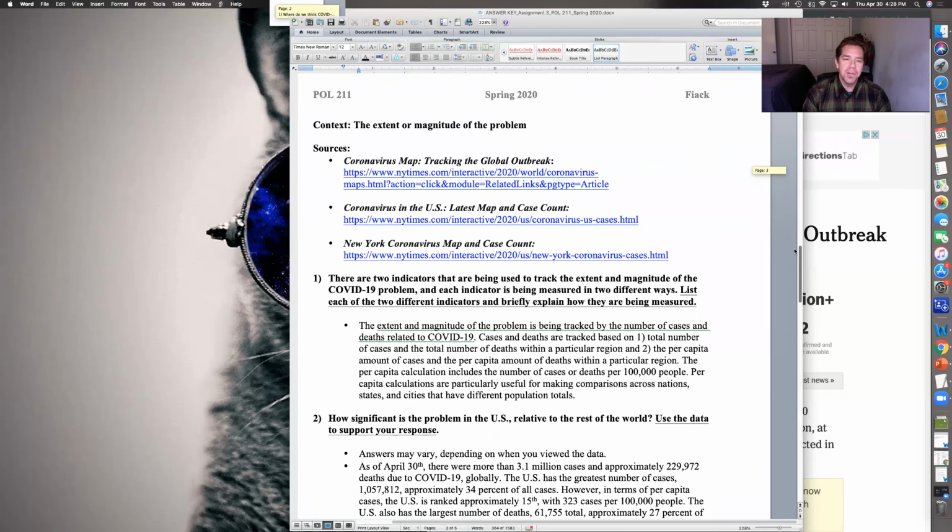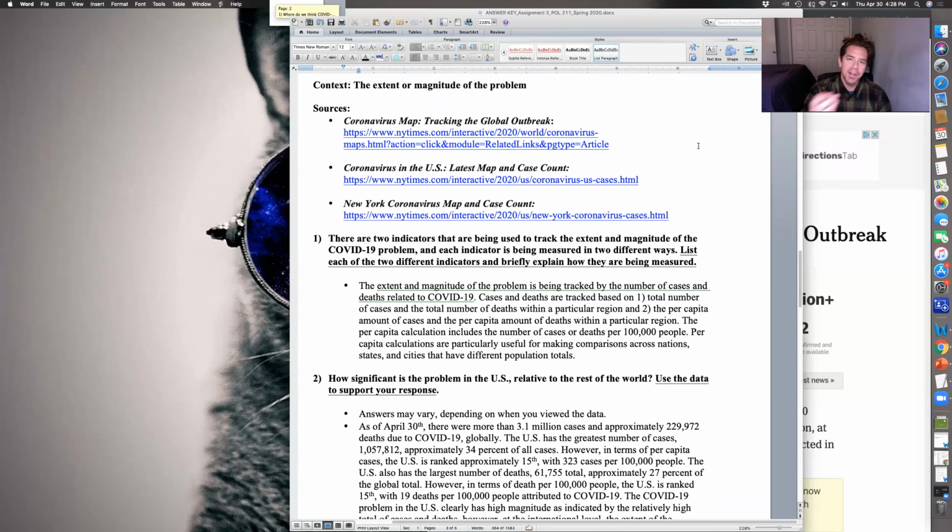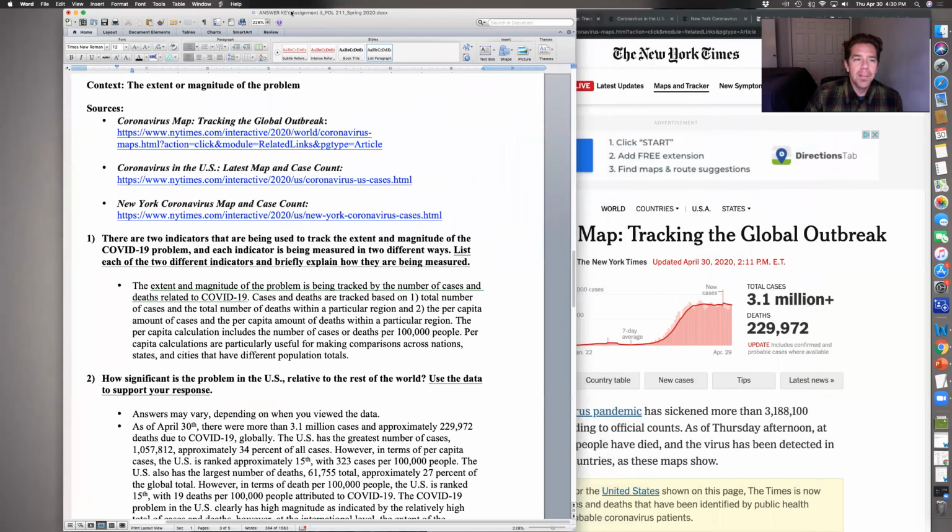So just to get through the context, what is the extent or the magnitude? I kind of explain, and this varies depending on the problem we're talking about. But when we talk about the extent, generally how I like to think of it is, how widespread is it? How widespread is it in the world, in the nation, in the state? And what's the magnitude? How big is the problem? Is it widespread, but only a problem for certain groups? What is the magnitude?